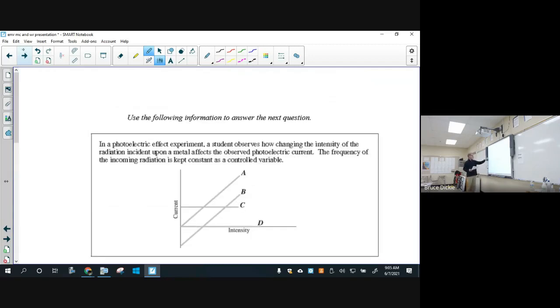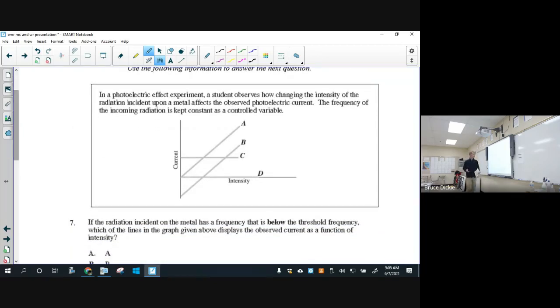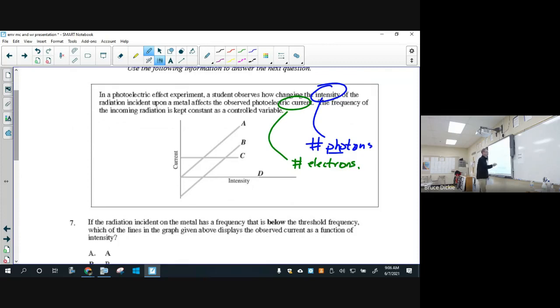Question number 7. In a photoelectric effect experiment, a student observes how changing the intensity of radiation, intensity, remember, a synonym for intensity, if you take out your little imaginary physics thesaurus, intensity means number of photons. So we're looking at how changing the number of photons affects the current here. And again, if you take out your little imaginary physics thesaurus, the current would be proportional to the number of electrons.